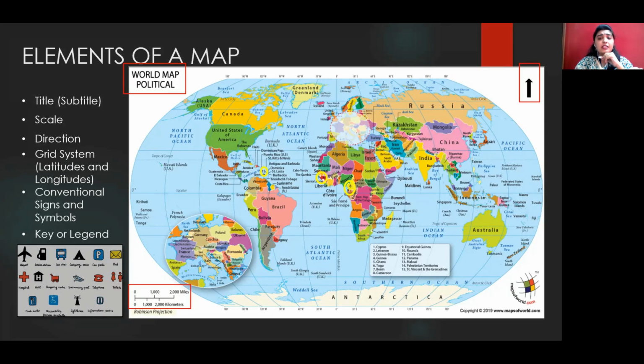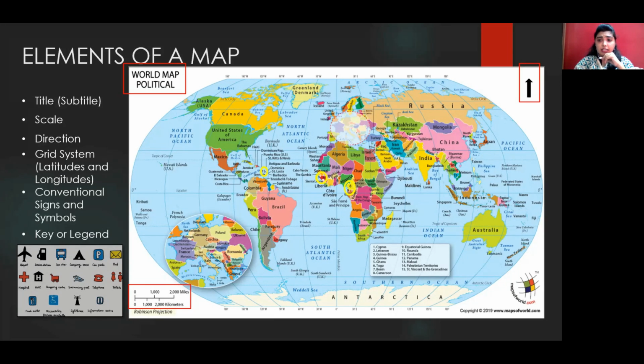For example, in a topographical map, when I have to depict a benchmark, I always write it as BM and the height. So it becomes easier for me. It takes a smaller space than writing benchmark completely. So it is just BM and then the height number, maybe 200, maybe 240, whatever it is. So that's how conventional signs and symbols are being used.